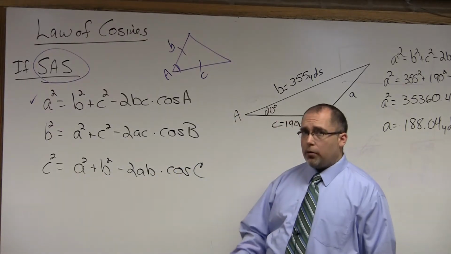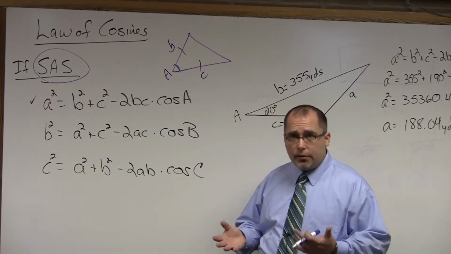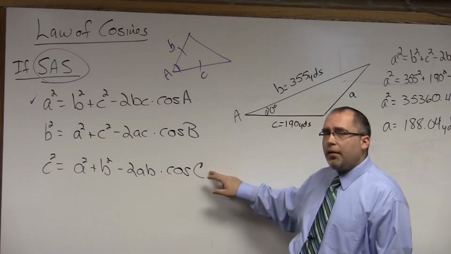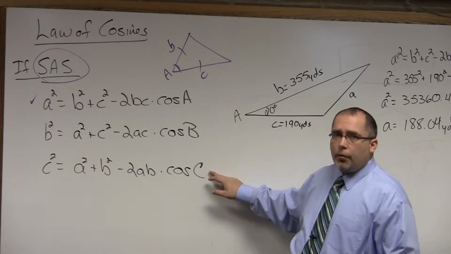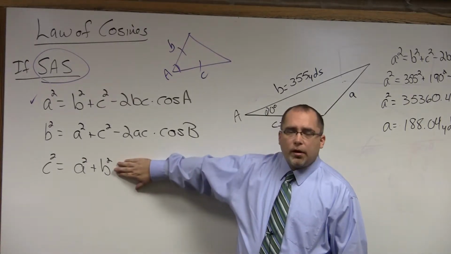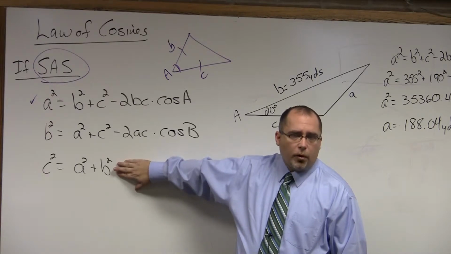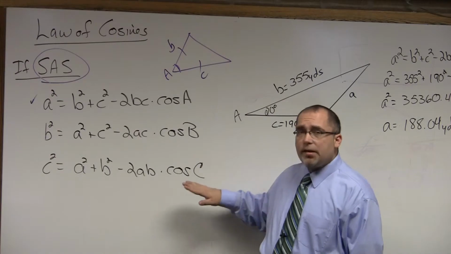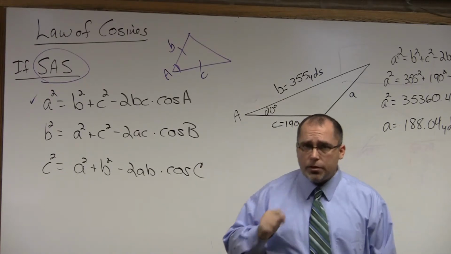If it's a right triangle, because keep in mind, you can use law of sines and cosines for a right triangle. If angle C is a 90-degree angle, cosine of 90 degrees is 0. 0 times anything is 0. So basically that wipes out this whole term. What you have left is C squared equals A squared plus B squared, which is the Pythagorean theorem. Pythagorean theorem is actually a special case of the law of cosines, just to let you know.